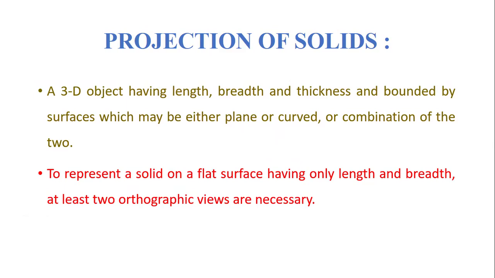Before moving to the topic, let us have an idea of what we mean by solids and what the different classifications of solids are. A solid has three different dimensions, say length, breadth, and thickness. All three are tightly packed by surfaces that can be plain surfaces or curved surfaces, sometimes a combination of both. To represent a solid on a flat surface, with two dimensions, length and breadth, we require at least two orthographic views, which is one of the most important mandatory things. Now we will come to the next level of discussion in the following slides.